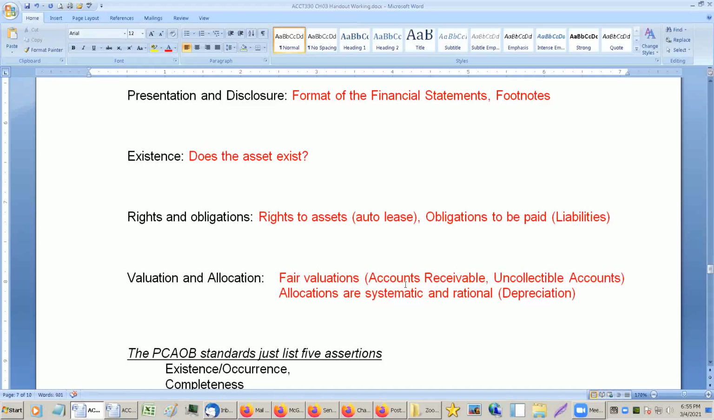Is the uncollectible accounts estimate reasonable? Is it fair? Is it based on some kind of a formula? That would mean those valuations were fair. And allocation is just depreciation, inventory, LIFO, FIFO, all that kind of stuff. Those are all considered allocations. So when you audit those, you're looking at their method of doing it, and is it systematic? Can they repeat it, and is it rational?